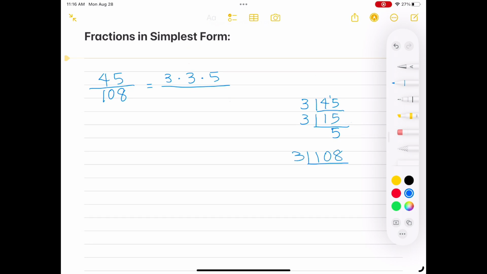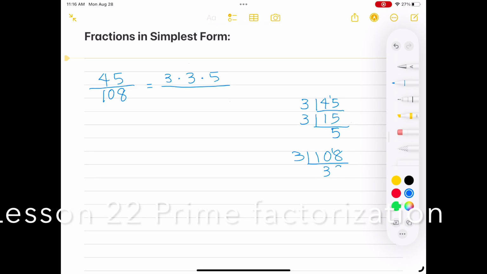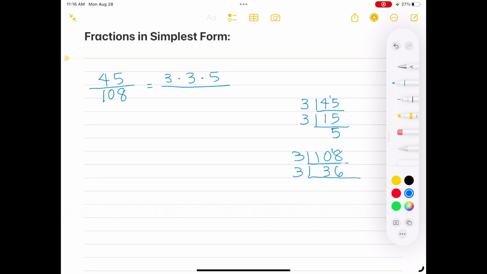Now I will do the prime factorization of 108. If you are uncertain of how the shortcut division works, please watch my video, Lesson 22 on prime factorization. The prime factors of 108 are 2 times 2 times 3 times 3 times 3.